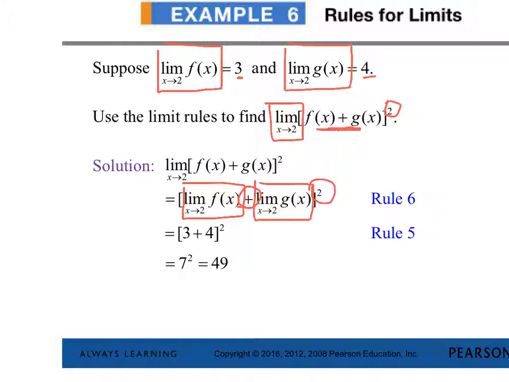Now the limit of f of x as x approaches 2 was 3. And the limit of g of x as x approaches 2 was 4. And 3 plus 4 is 7. And then because this limit is squared out here, 3 plus 4 quantity squared is 7 squared, so that limit is 49.